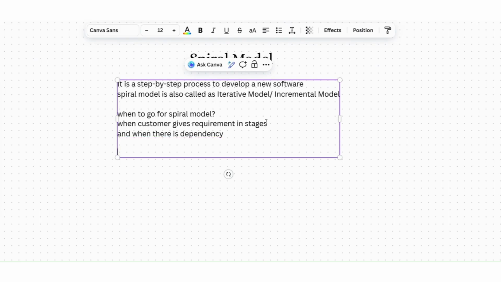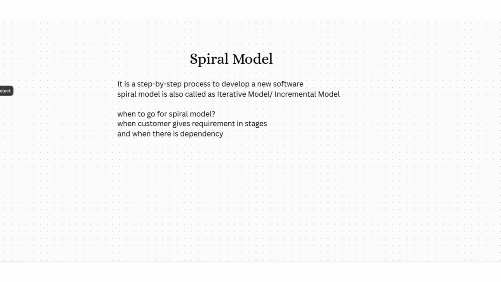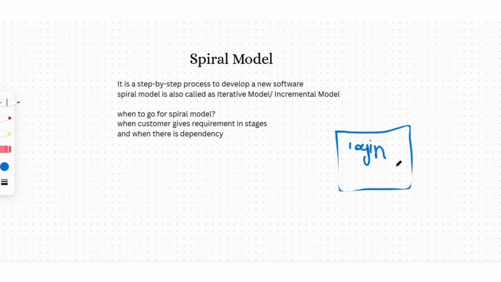Now, what is dependency? Let's understand with a simple example. Consider Instagram. If you want to log in to Instagram, you must have already signed up, so the login feature is dependent on the sign up feature. That means first we have to complete the sign up module, then only the login module will work. This kind of relation between the modules is called a dependency.